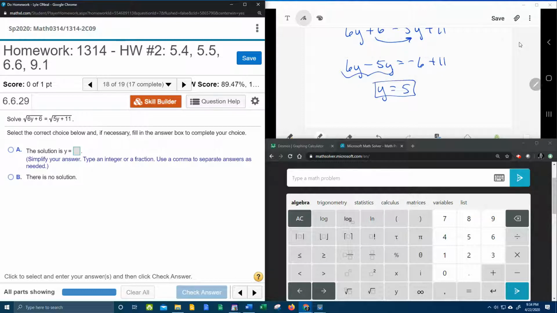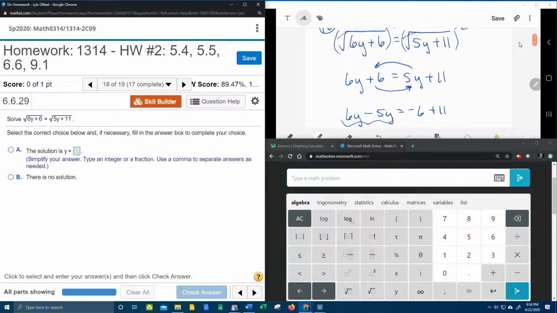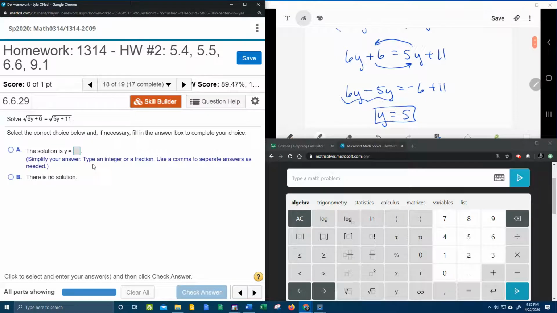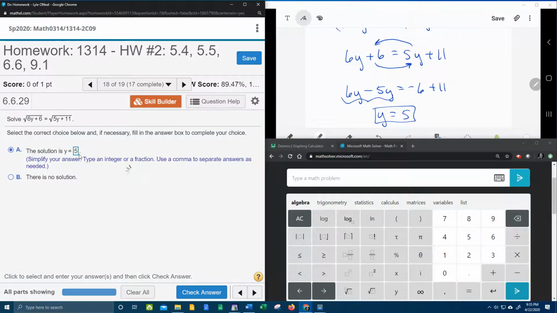And we're done. And remember, we do need to check that solution in the original equation to make sure it works out. I'm going to skip that. I feel pretty good about it. I think the solution is 5.